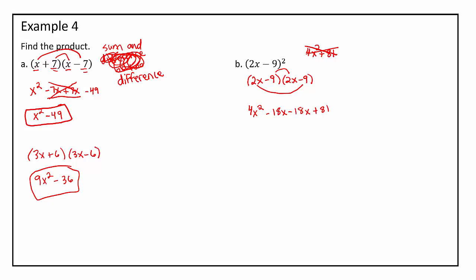So the pattern here that happens is that the middle terms should end up being the same, so they don't cancel each other out. You add them together so that it's double what one of them was. So our answer is 4x squared minus 36x plus 81.